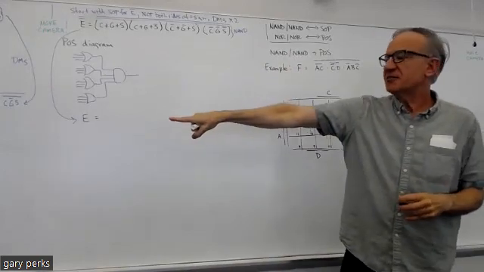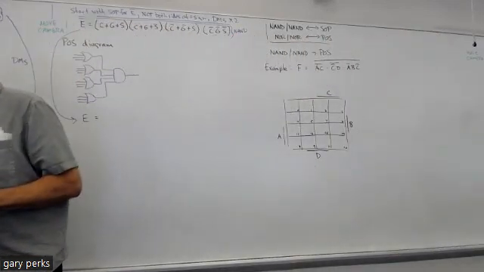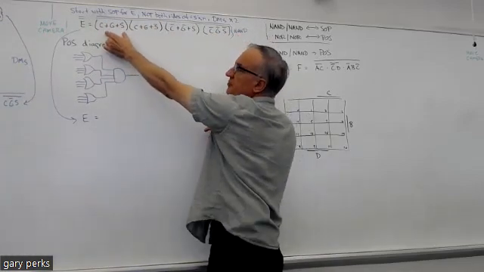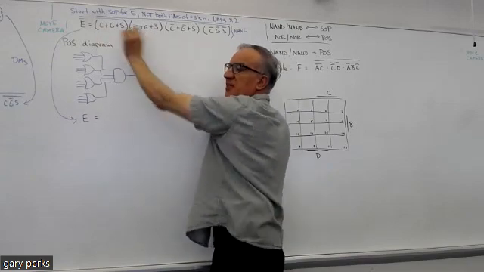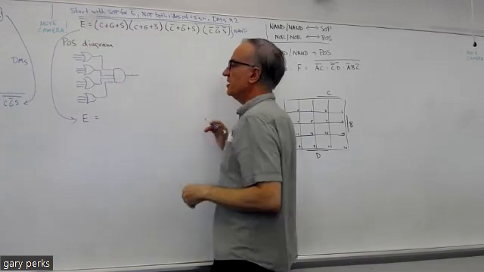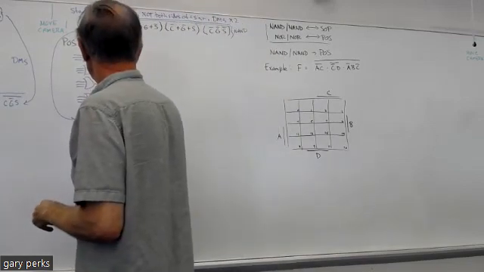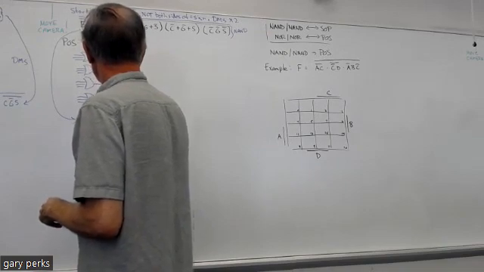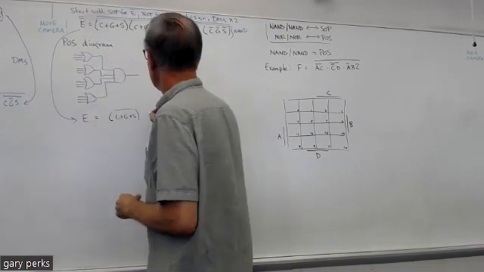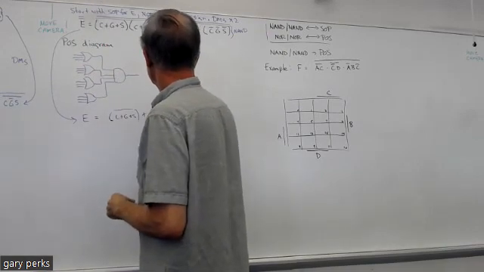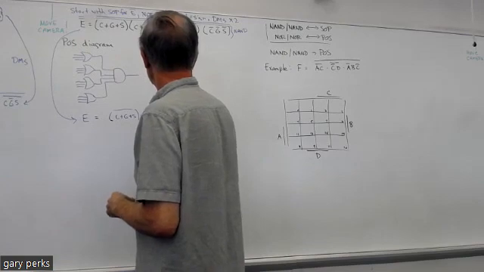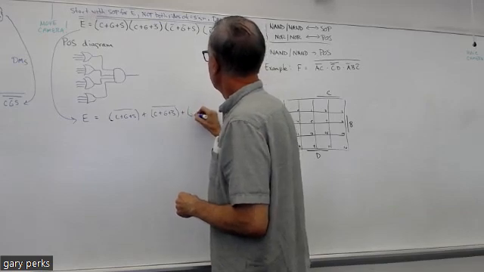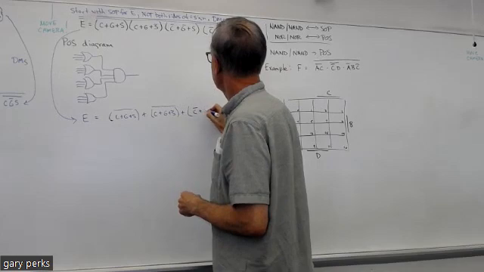And what does De Morgan tell us about a NAND? OR with inverted inputs. So I take each one of these inputs, these terms, I NOT them, and then I OR them. So I'm going to take this, invert the whole thing, and then OR it, inverted, with the next one that's inverted.